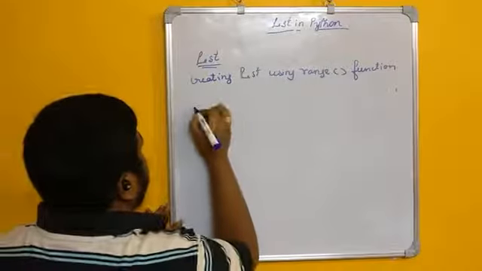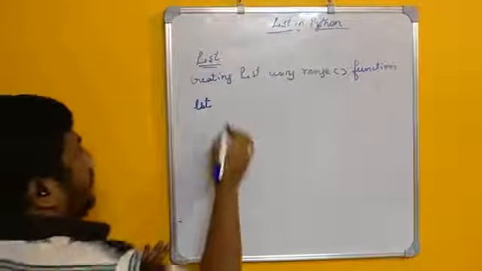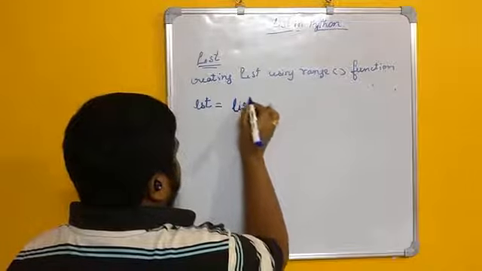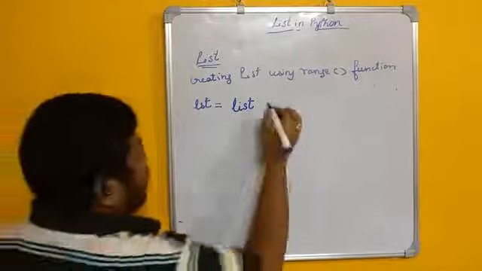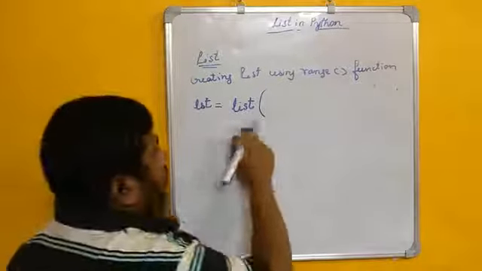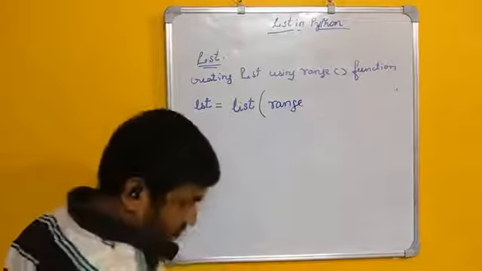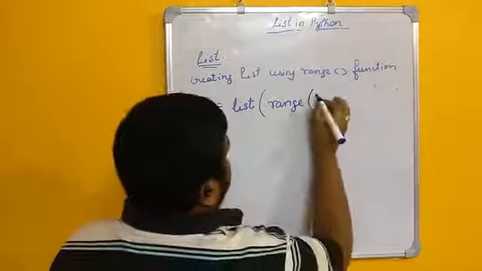First we have to create one list. LST is our list name, is equal to list. List is a function to create a list. I am creating the list with the range 4, 9, 1.